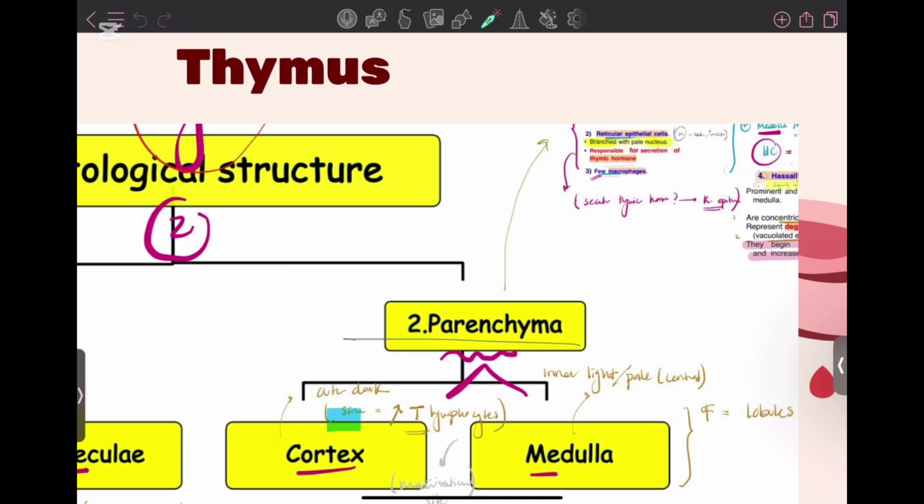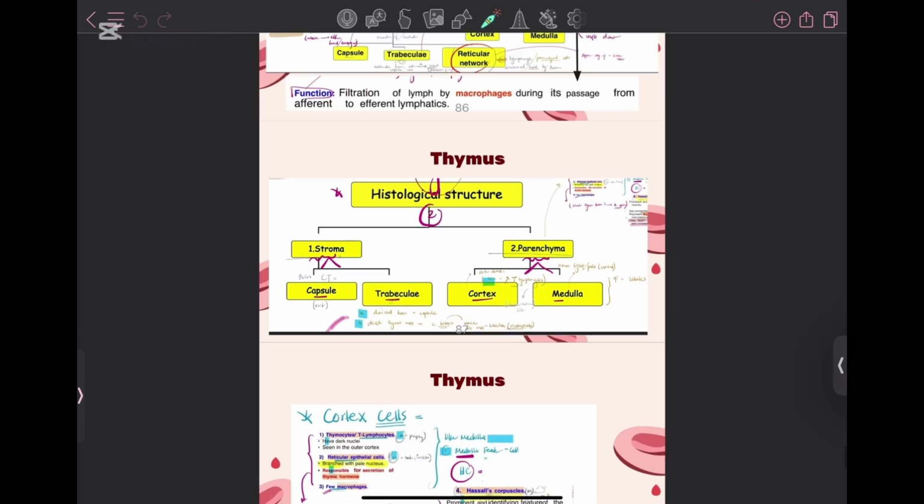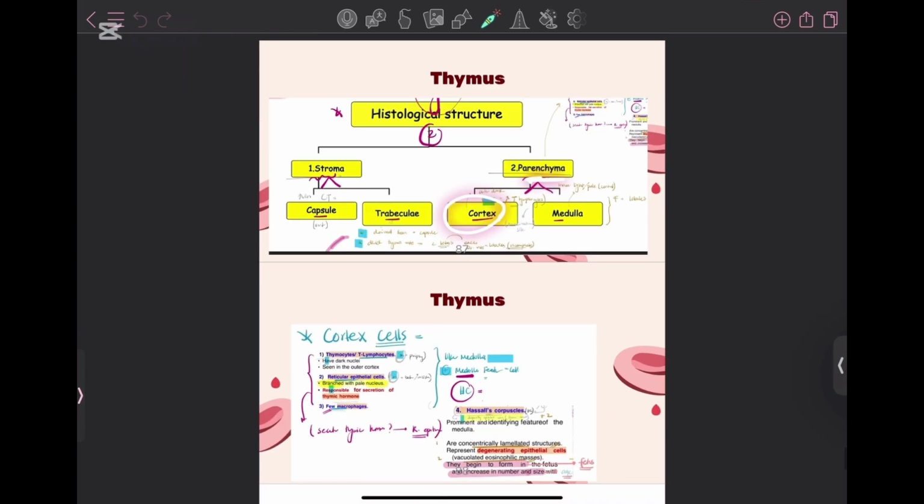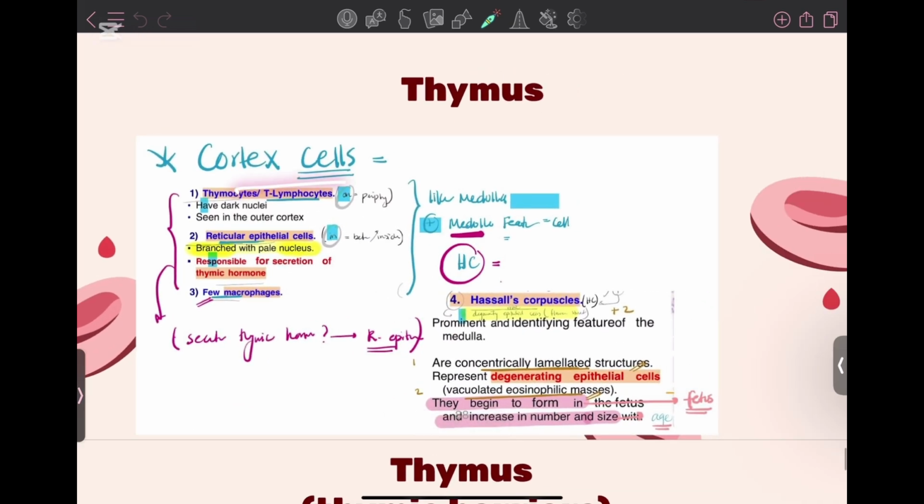Something very important to know about the parenchyma, specifically the cortex over here. What are you gonna see? You're gonna see three main features. The T lymphocyte infiltration at the periphery, which gives it its dark color. Plus, very important, the reticular epithelial cells, and these cells are responsible for the secretion of certain thymic hormones. This is important to know. Plus, there are a few macrophages. Okay, we're done with the cortex.